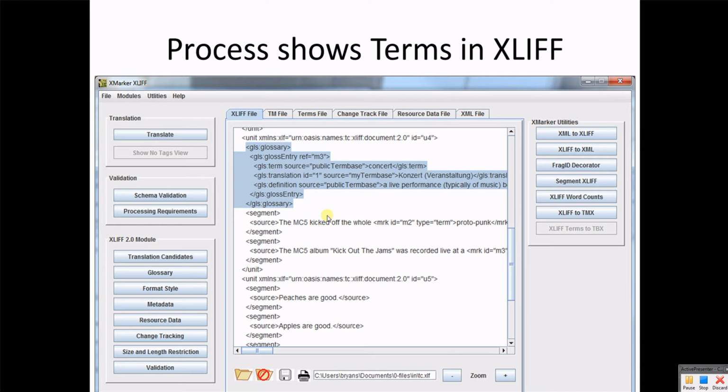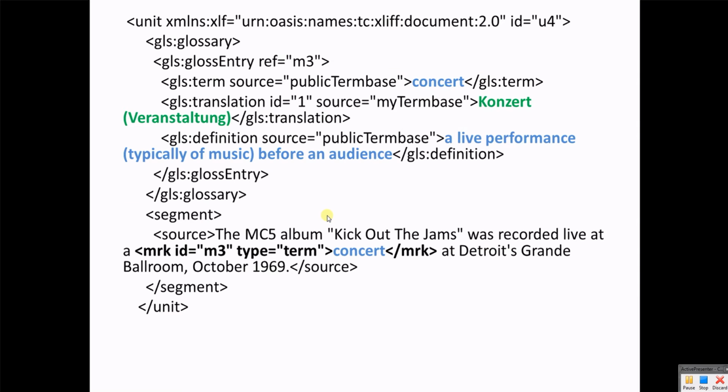Now, concert's not a very remarkable term. Most people wouldn't confuse it, but there are some technical terms and some ambiguous terms where it would help to have this information at hand. So now when the human translator sees this, they say, oh, okay, that's the context of concert, so I'm going to use the appropriate translation when I translate this file.